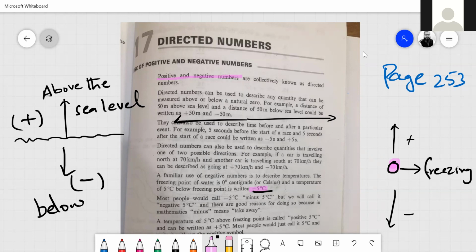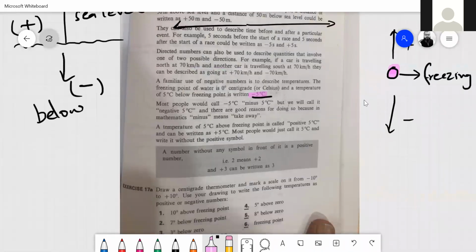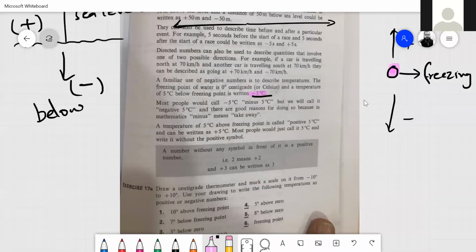And there are good reasons for doing so, because in mathematics, minus means take away. Here minus is not take away. Here minus or negative is showing the level. It is below the level.